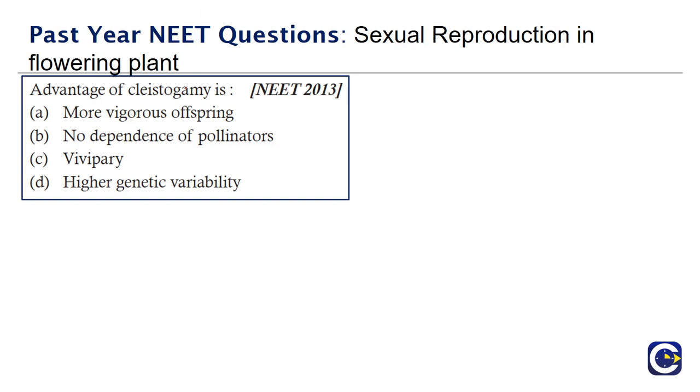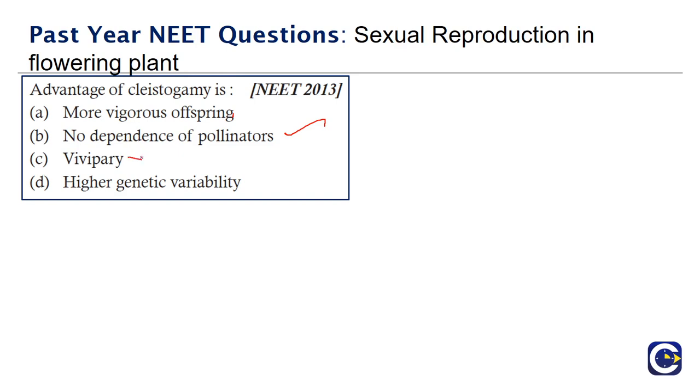Advantage of cleistogamy is more vigorous offsprings, no dependence on pollinators, vivipary, or high genetic variability. There is no guarantee that there is going to be more vigorous offspring. There can also be inbreeding depression, which can lead to less vigorous offspring. No dependence on pollinators is correct. There is no need for pollinating agents like bees or insects, because it occurs inside a closed flower, so there is a definite pollination.